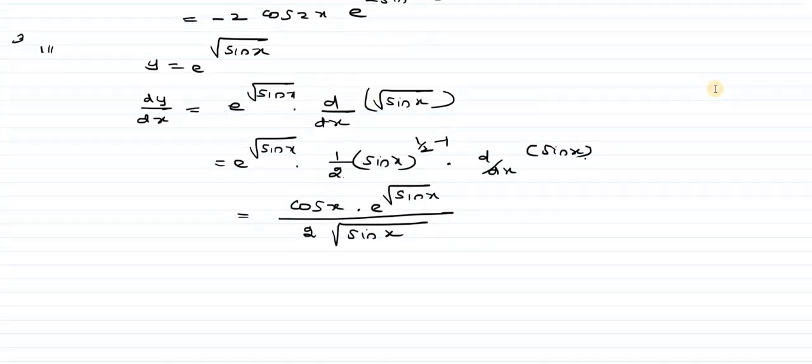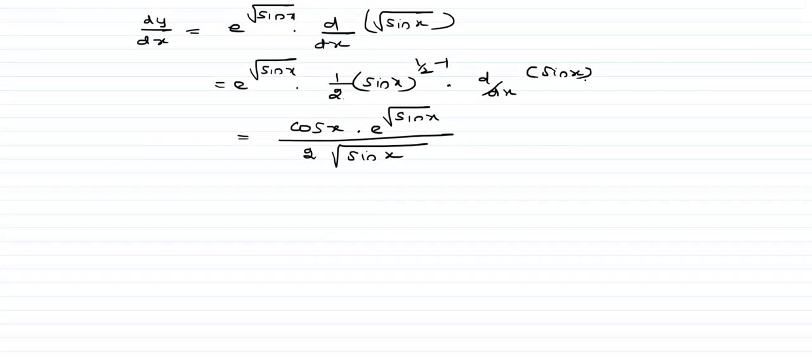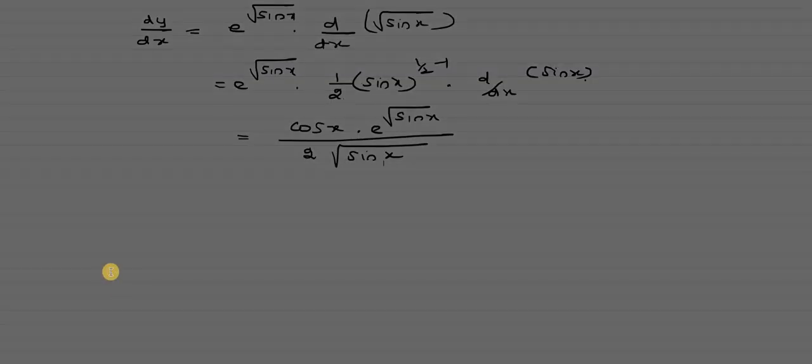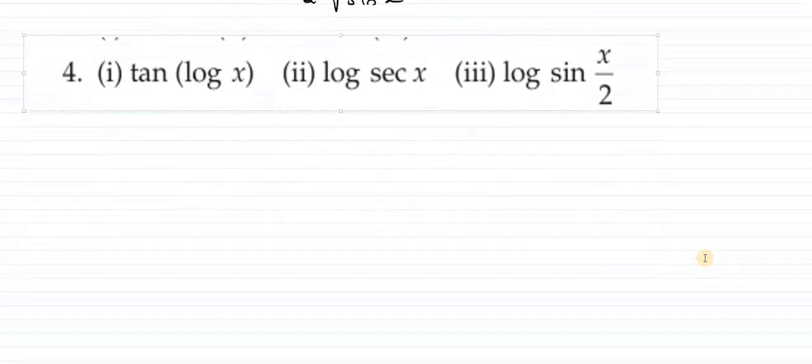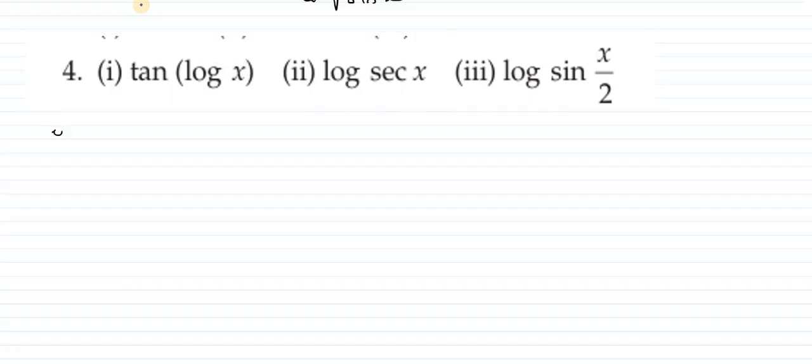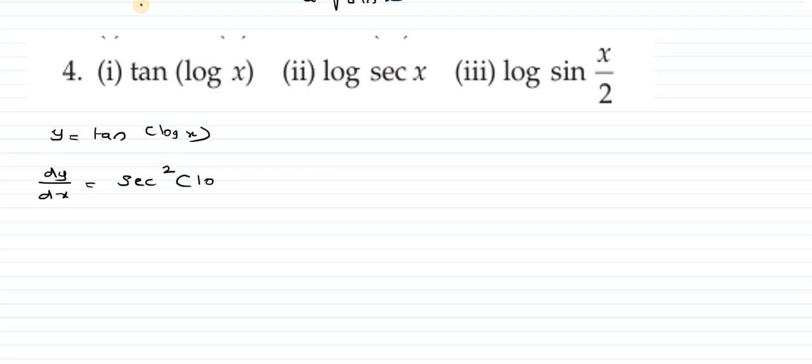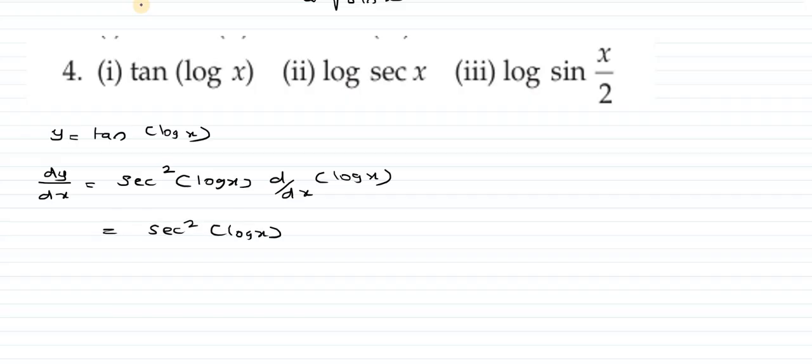Next. So y equal to tan of log x. So dy by dx, first the differentiation of tan is secant square x. Here instead of x, they have given log x. So secant square log x into d by dx of log x. Correct? So it will be secant square of log x, and the differentiation of log x is 1 by x. That's all, your answer.